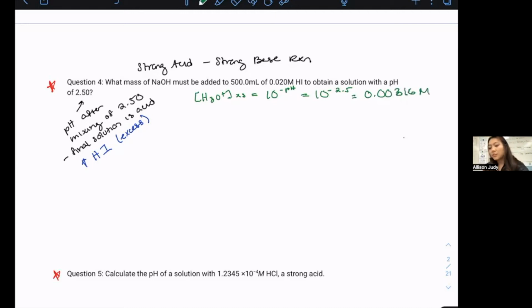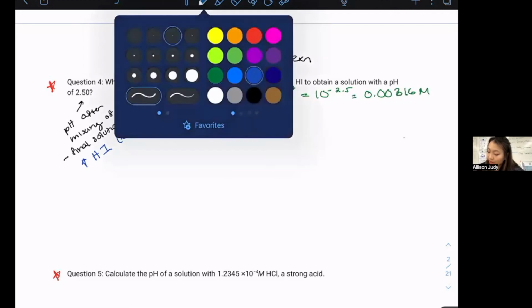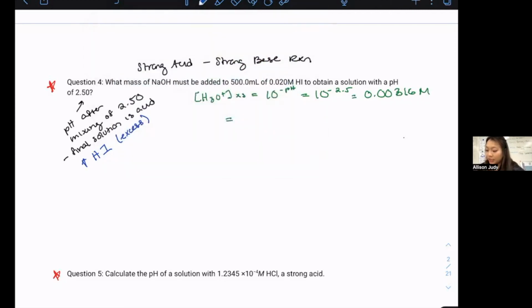Okay, so that's my concentration of excess H3O, but that doesn't get me directly to my concentration of NaOH, which I can then use to figure out my grams, my mass. So now I need to go back and say, well, I remember that H3O plus excess is also equal conceptually to the amount of, initial condition wise or starting conditions.